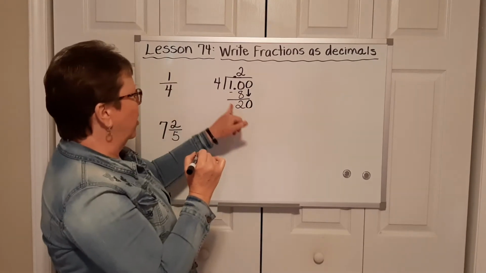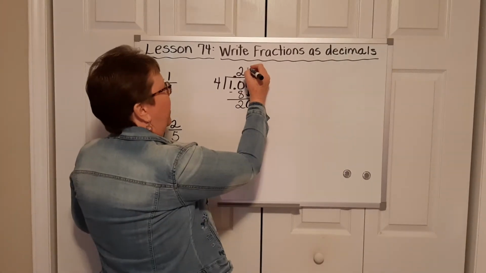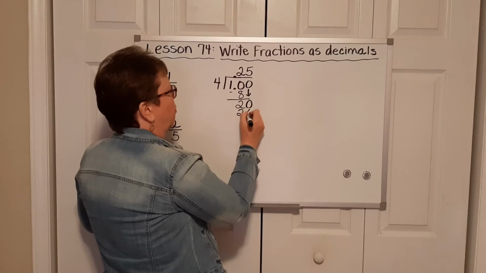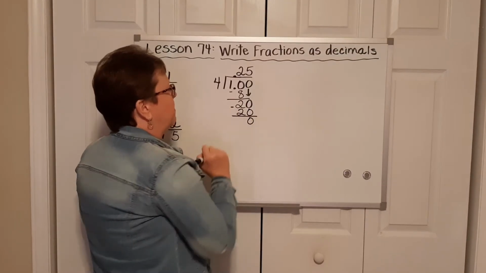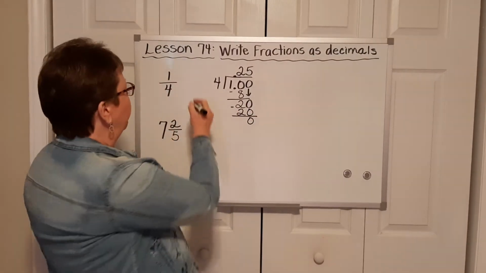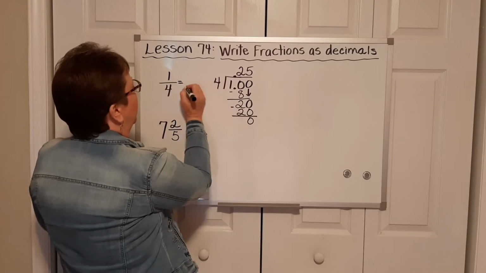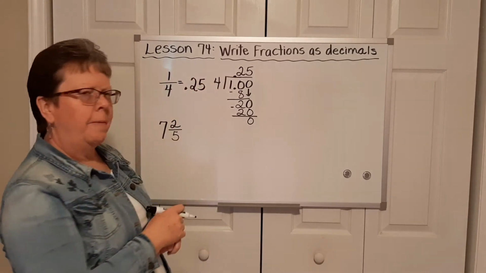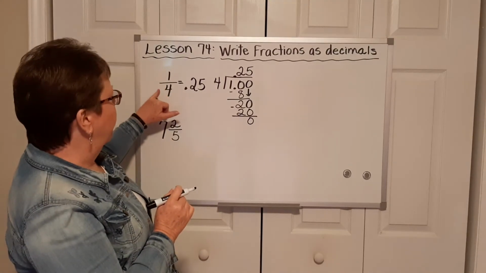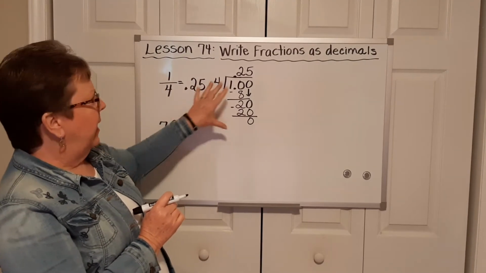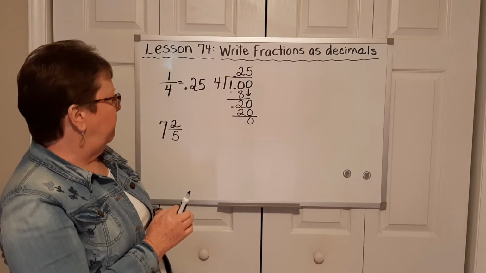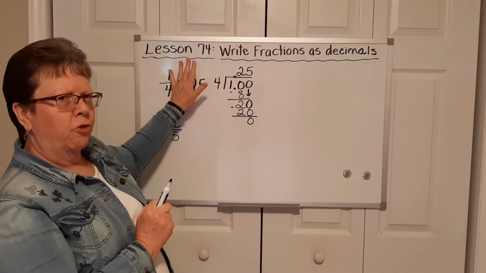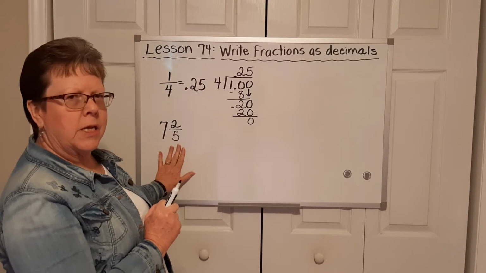And now 4 can go into 20 5 times, okay? And 4 times 5 is 20, okay? So there's your answer. So 1/4 is equal to 0.25, okay? So that's changing 1/4 into a decimal, and that's how you do that, okay? Now, that's when you have just a fraction. Here's when you have a mixed number.